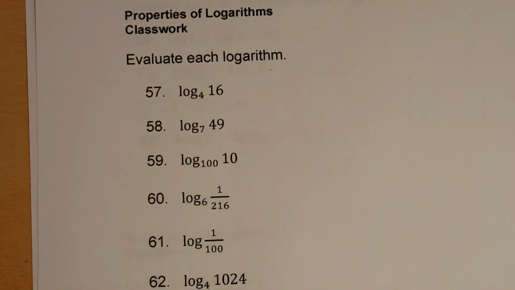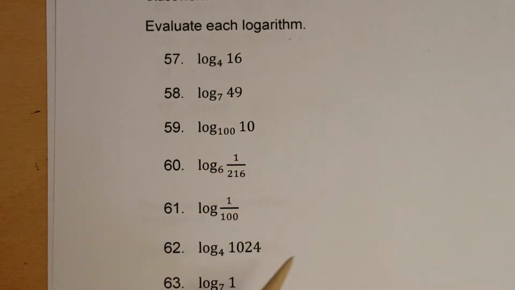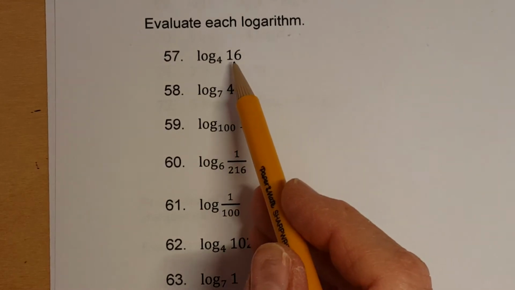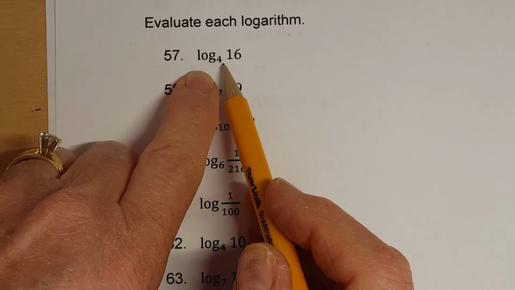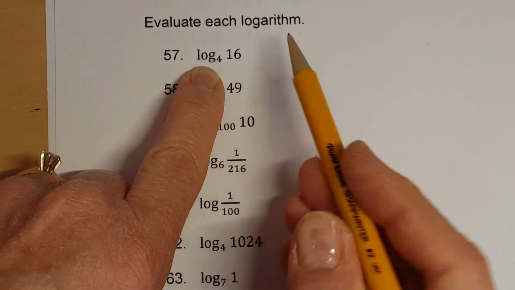Okay, so we've told you not to use a calculator this week, and when you're told not to use a calculator and you're evaluating a logarithm, then you should be thinking this must be a power. The number that's inside the logarithm must be a power of this base in some way. So you want to try to rewrite this as a power of the base.